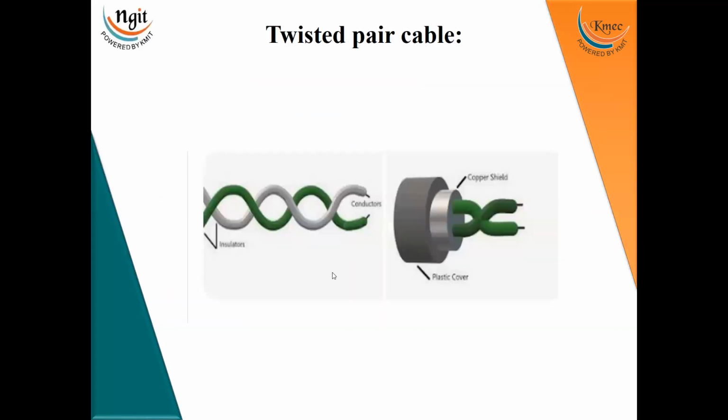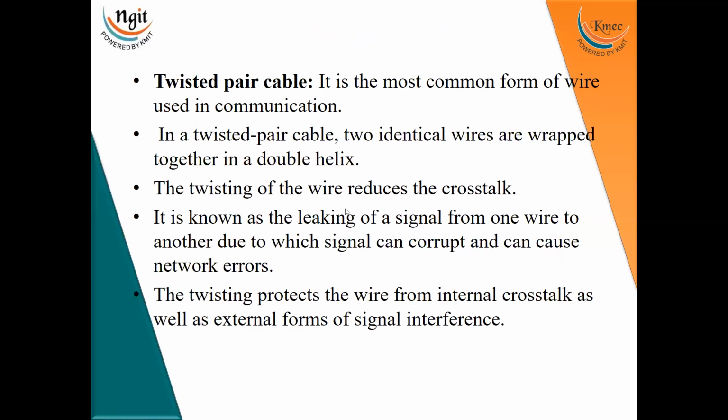In the twisted pair, there are two cables, and each wire is coated with a plastic cover. The twisting of the wire reduces the crosstalk. Crosstalk is the leaking of a signal from one wire to another, due to which the signal can be corrupted and can cause network errors also. The twisting protects the wire from internal crosstalk as well as external forms of signal interference.